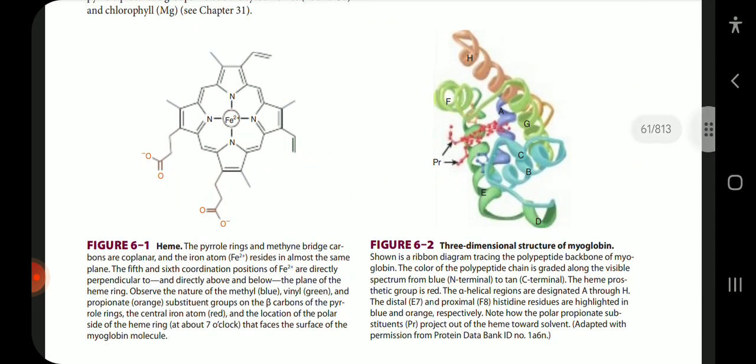The three-dimensional structure of myoglobin shows a ribbon diagram tracing the polypeptide backbone of myoglobin. The color of the polypeptide chain is graded along the visible spectrum from blue N terminal to tan C terminal. The heme prosthetic group is red. The alpha helical regions are designated A through H. The distal E7 and proximal F8 histidine residues are highlighted in blue and orange, respectively. Note how polar propionate substituents (PR) project out of the heme toward the solvent.